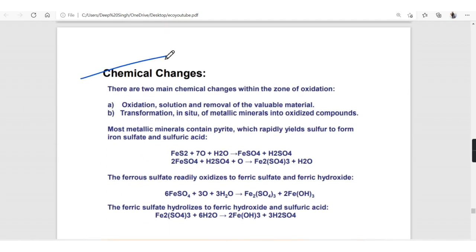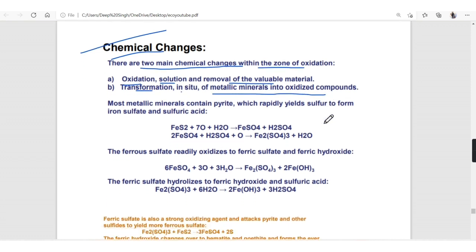What are the chemical changes which occur in the supergene environment? There are two main chemical changes within the zone of oxidation. First is oxidation, solution and removal of valuable material. Second is transformation in situ of metallic minerals into oxidized compounds.